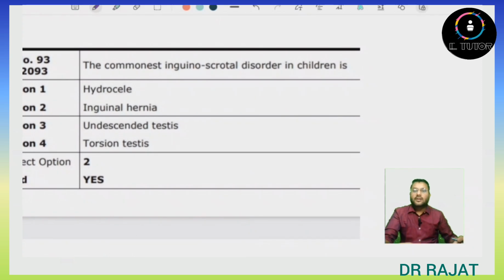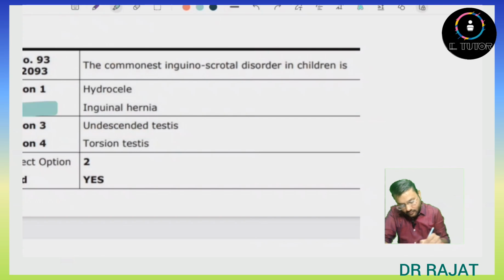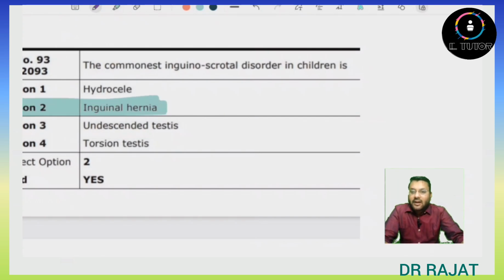So first question is the commonest inguinoscrotal disorder in children is. So the commonest inguinoscrotal disorder in children is inguinal hernia. Answer will be option number B, inguinal hernia. Option number A, hydrocele, and then option number 3, undescending testes and torsion testes. These defects are also seen in the children, but among them, most common is inguinal hernia.